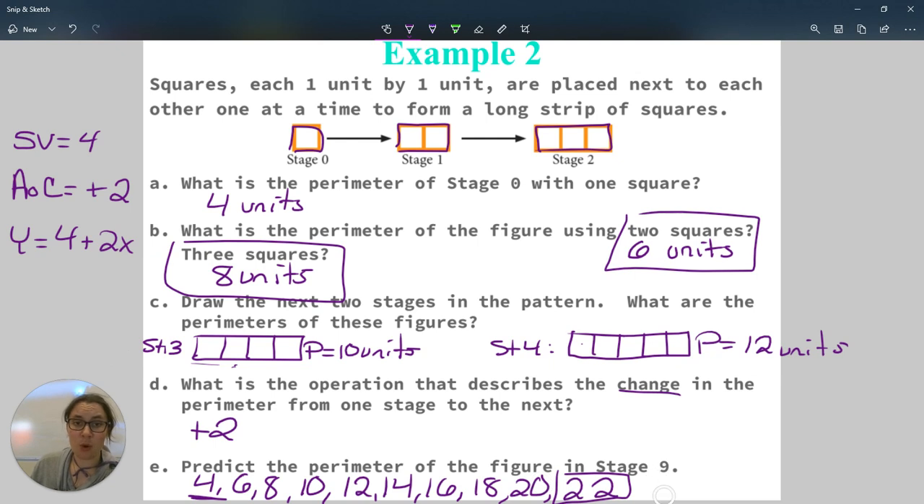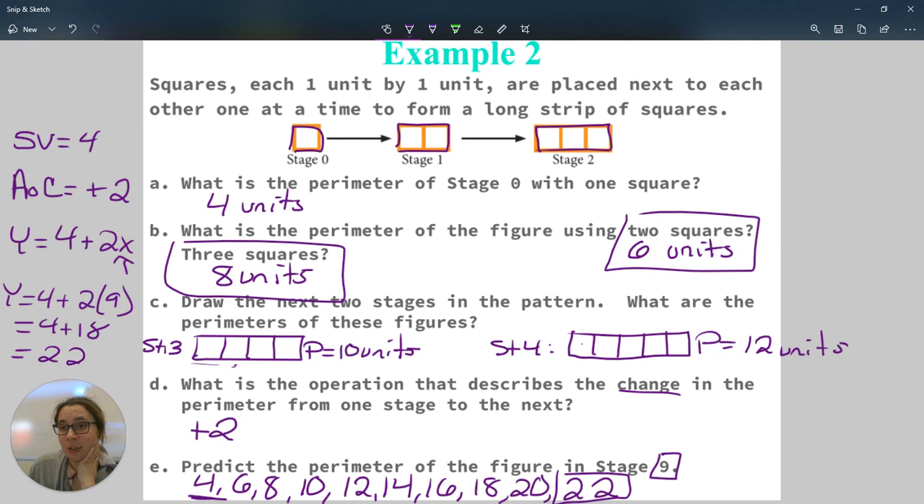If I wanted to know what the perimeter was in stage 9, all I would have to do is plug in 9 for x. Y is my perimeter. Y equals 4 plus 2 times 9, equals 4 plus 18, equals 22. Bam! So I can use a function rule to predict the perimeter without having to write it all out like that, and it works just the same.